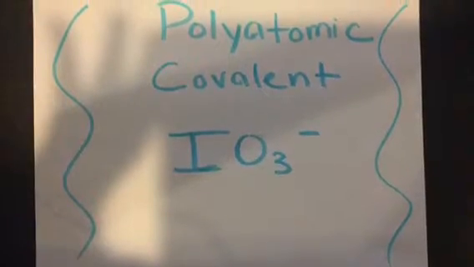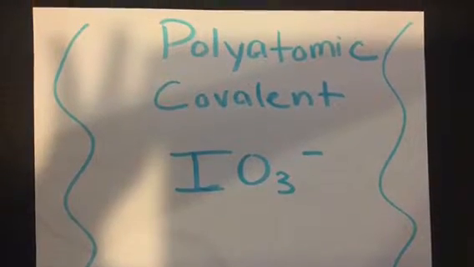And now it's time for the polyatomic covalent ion. You have iodine and oxygen to the 3rd power, IO3. I stands for iodine, and it has 7 valence electrons, and since -1 is written, we have to multiply 7 by 1, giving us 7 valence electrons again.